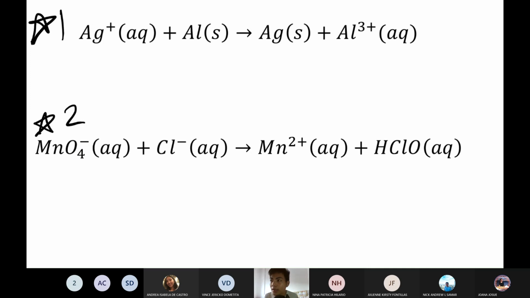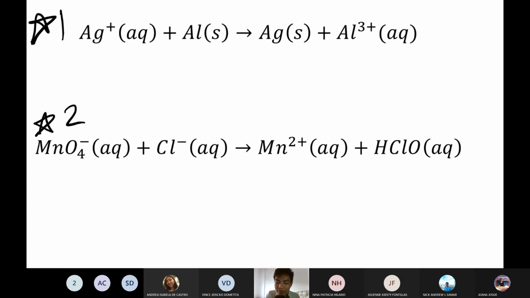Number 1, ang oxidized ay, comment nyo sa box natin. Aluminum oxidized, silver reduction.